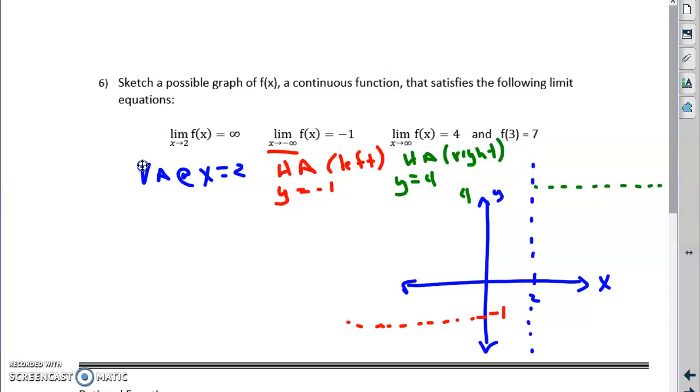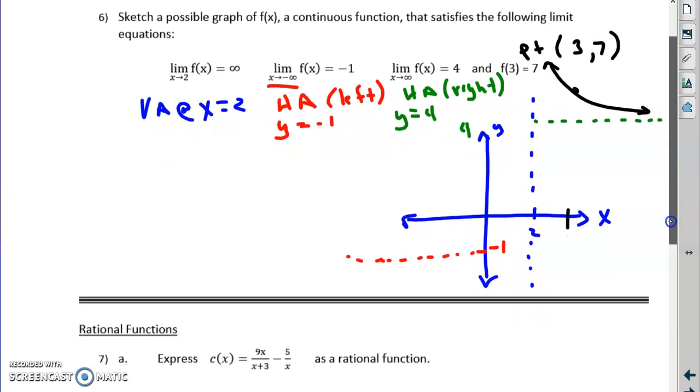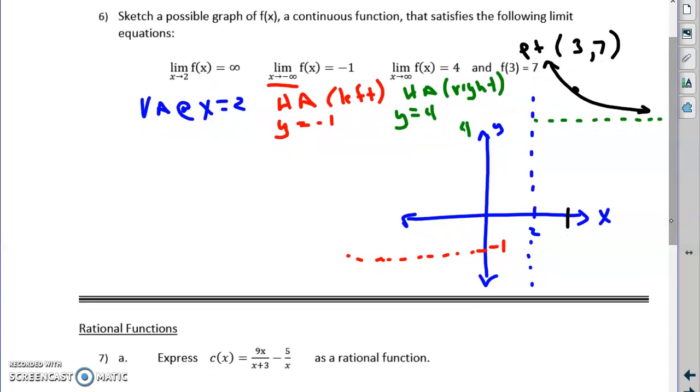And then what's this last one? That's just a point. It's got to pass through the point 3, 7. So at 3, we're up at 7. I got it. So that means we're going to be up above here, approaching the blue vertical, approaching the green horizontal. What happens over here? We're approaching the red horizontal and the blue vertical.